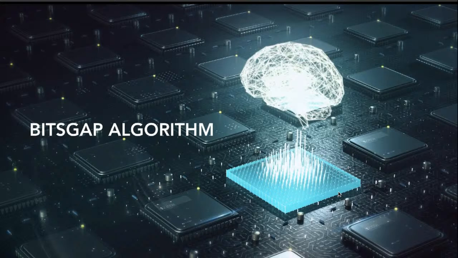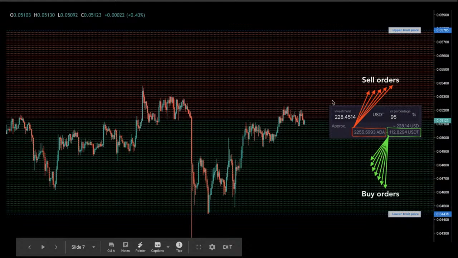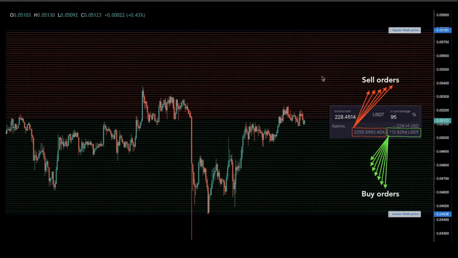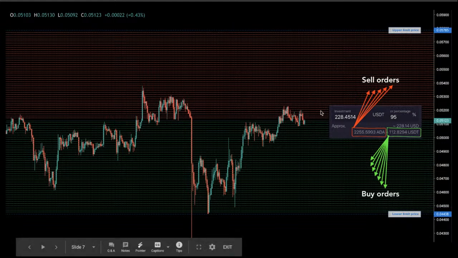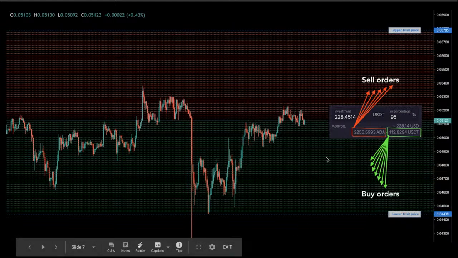First of all, for those of you who are newcomers and don't know the logic behind Bitsgap bots, I will explain. The idea here is that you have a trading range, all right? And in this trading range, you can have the sell side and the buy side. The sell side is represented by the sell limit orders placed by the bot, and the buy zone is represented by the buy limit orders.